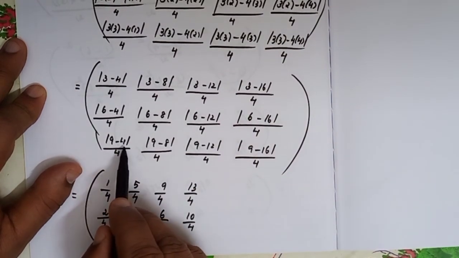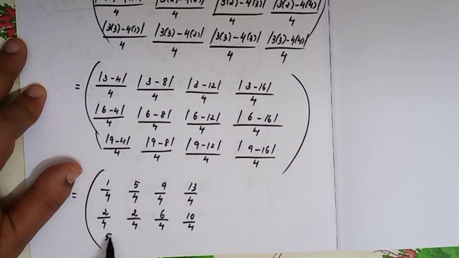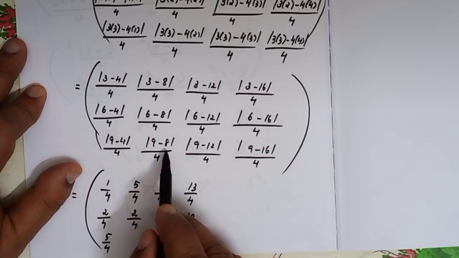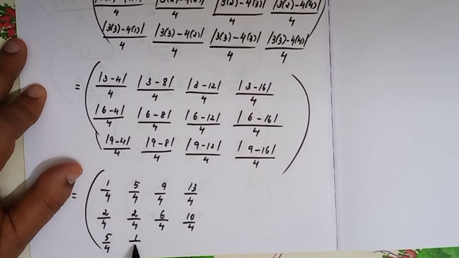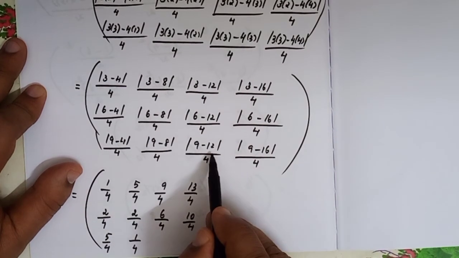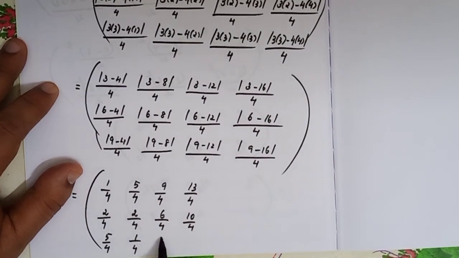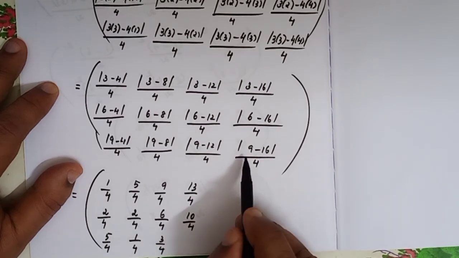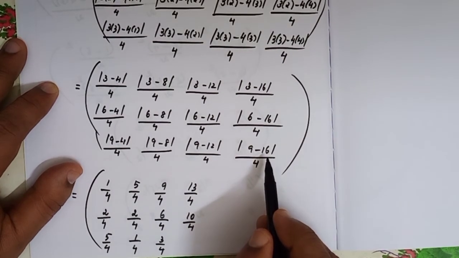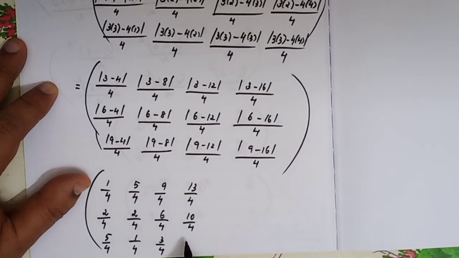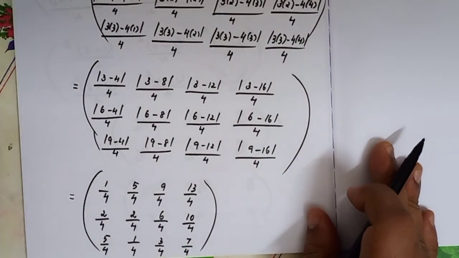Here 9 minus 4 is equal to 5. Modulus of 5 is 5 divided by 4. 9 minus 8 is equal to 1. 1 modulus is 1 divided by 4. 9 minus 12 is equal to minus 3. Minus 3 modulus is plus 3 divided by 4. 9 minus 16 is equal to minus 7. Minus 7 modulus is plus 7 divided by 4. If it is possible, you can simplify.